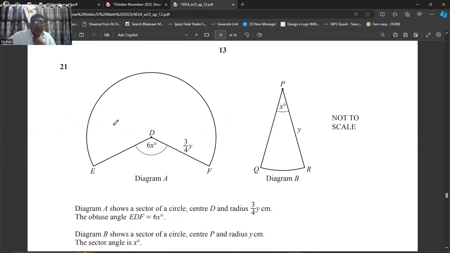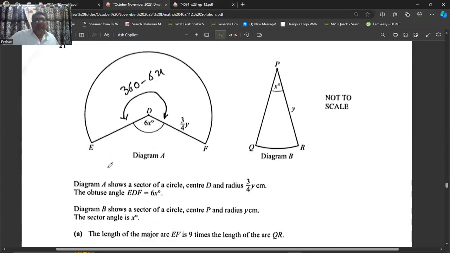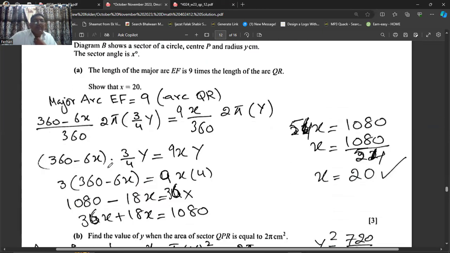Okay, so this arc: first of all, I need to find this angle, and it will be 360 minus 6x. You know the formula for the length of an arc is theta divided by 360 times 2 pi r. They say the major arc EF is equal to 9 times the arc QR. So the major arc EF will be its angle at the center divided by 360, multiplied by 2, multiplied by its radius. So it will be 360 minus 6x.